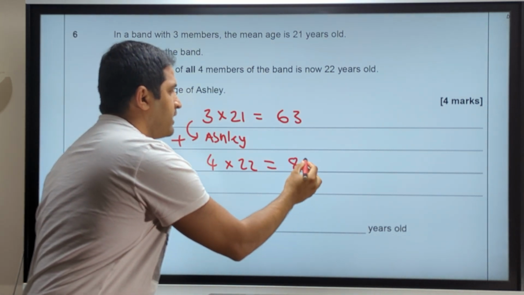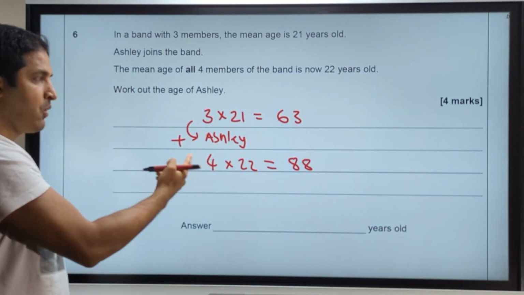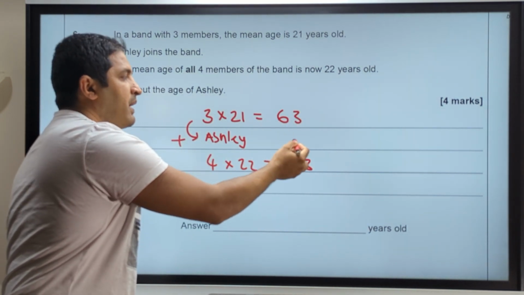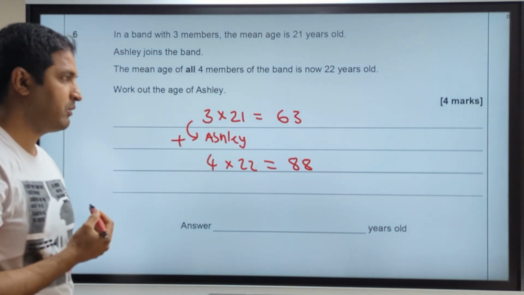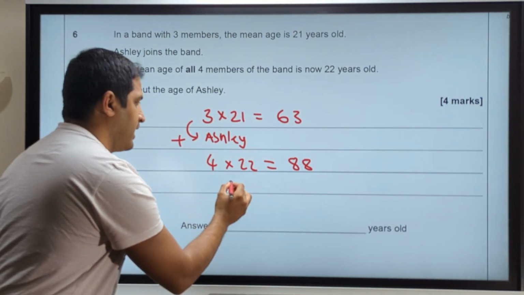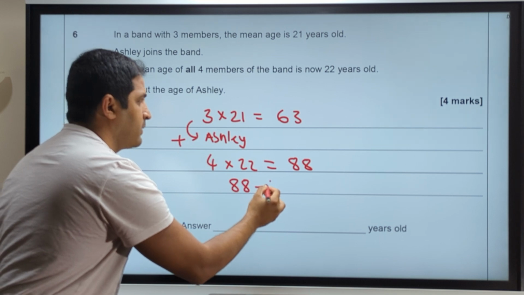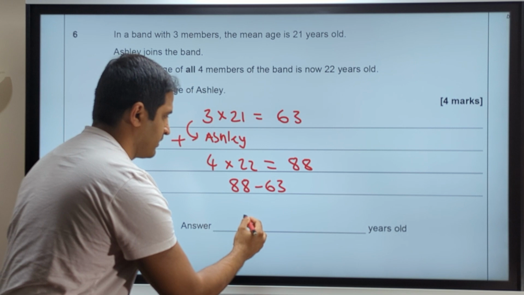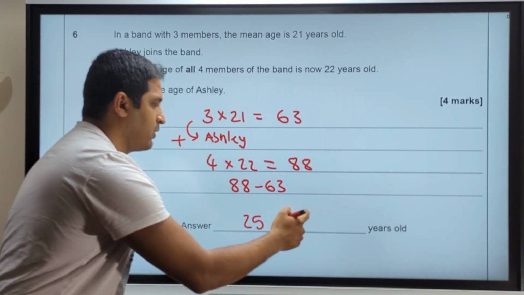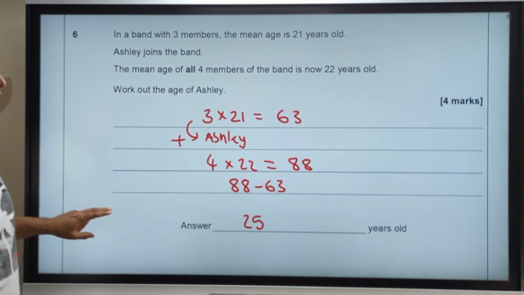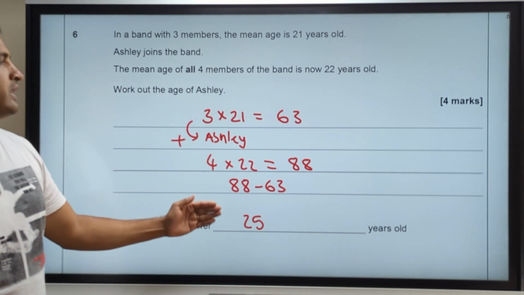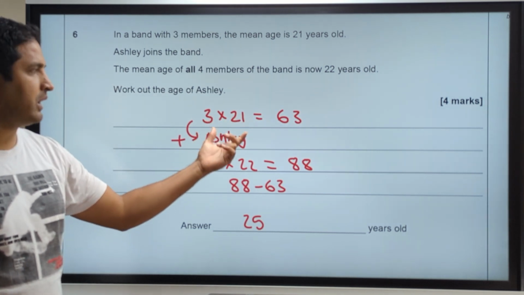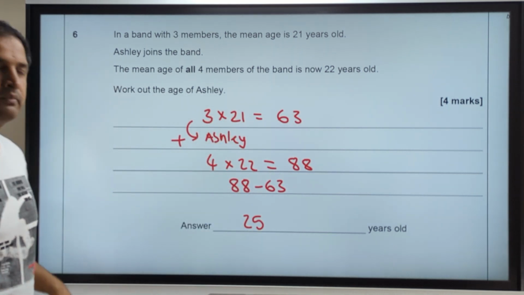If I wanted to work out how old Ashley is, I just need to do 88 take away 63. Whatever I'm adding to 63 to get to 88, that would be Ashley's age. So Ashley's age is going to be 88 take away 63, and that gives me 25. So Ashley is 25 years old. Now write down every single thing that you've done here. You get marks for each one of those parts.